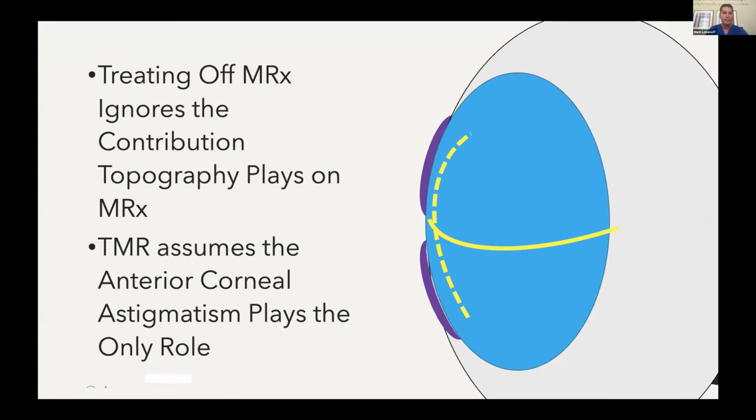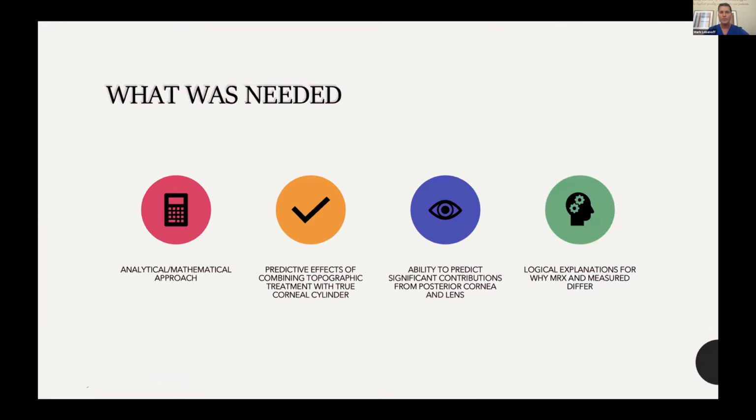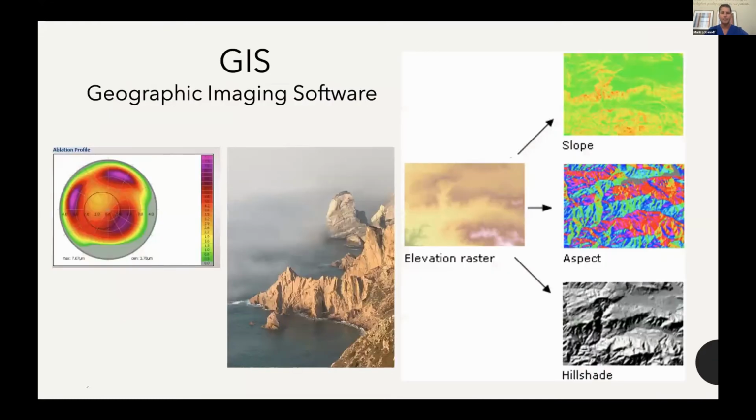TMR was a huge step forward, but it ignored the fact that sometimes other aspects of the eye play a role. There can be lenticular astigmatism or posterior corneal astigmatism, which should be considered. So what was needed was something different, an analytical mathematical approach. We needed predictive effects of combining topography treatment with the true anterior corneal measured cylinder. And we needed the ability to predict significant contributions from the posterior cornea and lens when they were present.